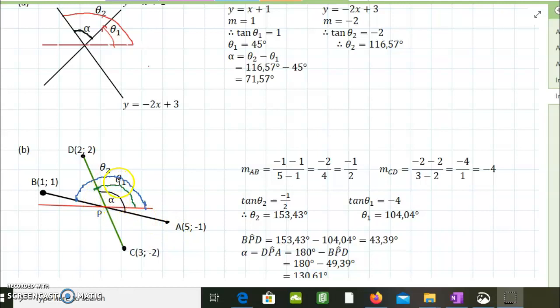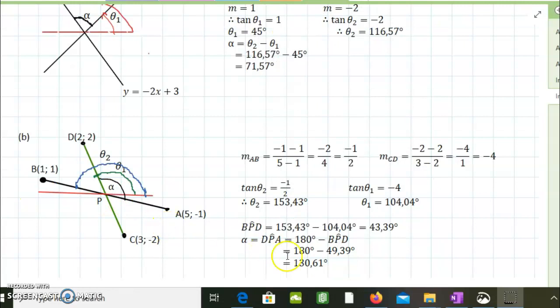So in order to work out the angles of inclination, or the inclination of the line, we need to work out the gradient of each line. So if I'm working with line AB, then I'm going to have to work out the gradient of AB first.